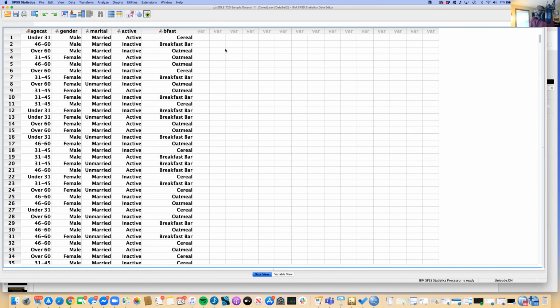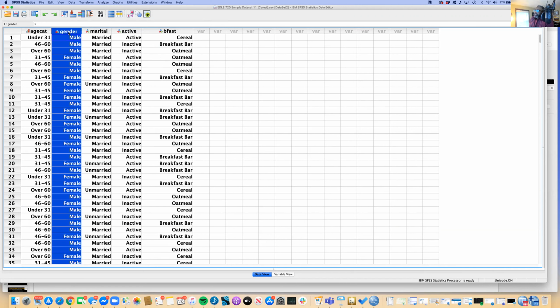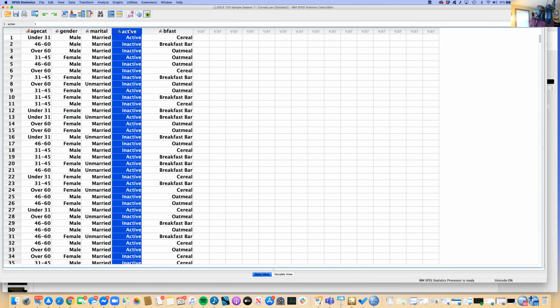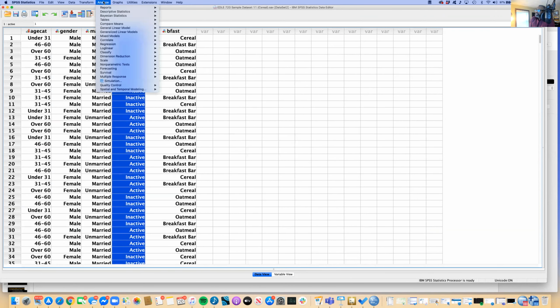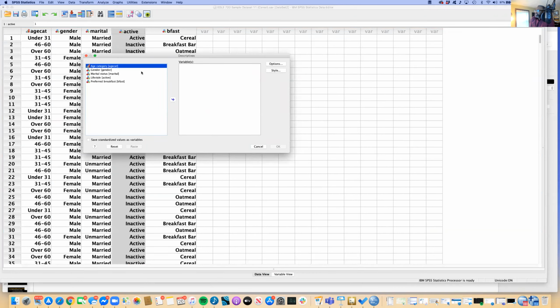So what we're going to do here today, right now, is summarize gender and activity, okay? You see gender here as your second variable, and you see activity level here as your fourth variable. So what we're going to do is go to analyze, go to descriptives, and move over gender, and then move over lifestyle or activity level. All right.